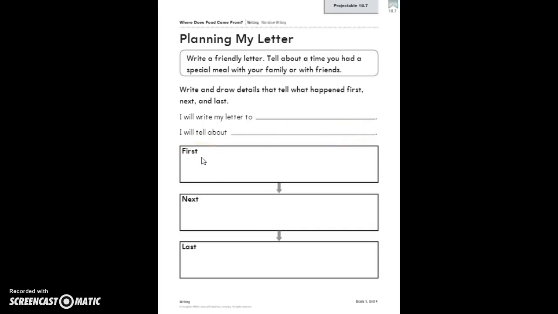The first thing I'm going to talk about is that we went out for pizza. Next, we ate lots of pizza and it was good. Last, we told the waitress we did not want dessert.